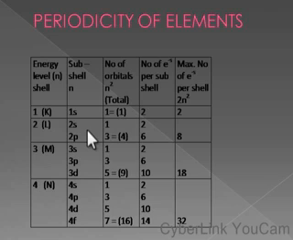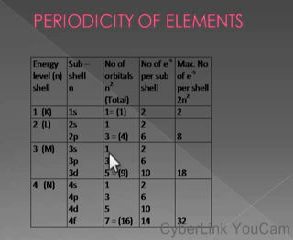For L, which is 2, we have 2s and 2p, and the number of orbitals is n squared, which is 2 squared, which is 4, and this is how we determine the 4. 1 plus 3 is 4.